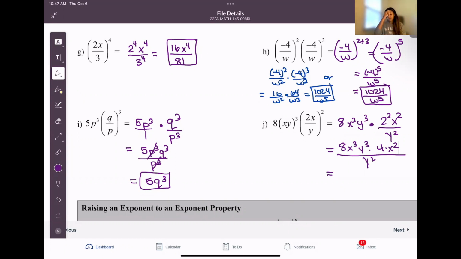Combining some of the like terms. We can combine the 8 times 4. And then for the x's, we have x cubed times x squared. And then for the y's, we have y cubed over y squared. All right, so that's 32 x to the 5th y, because 3 minus 2 is just 1. So we're just left with 1y. All right.